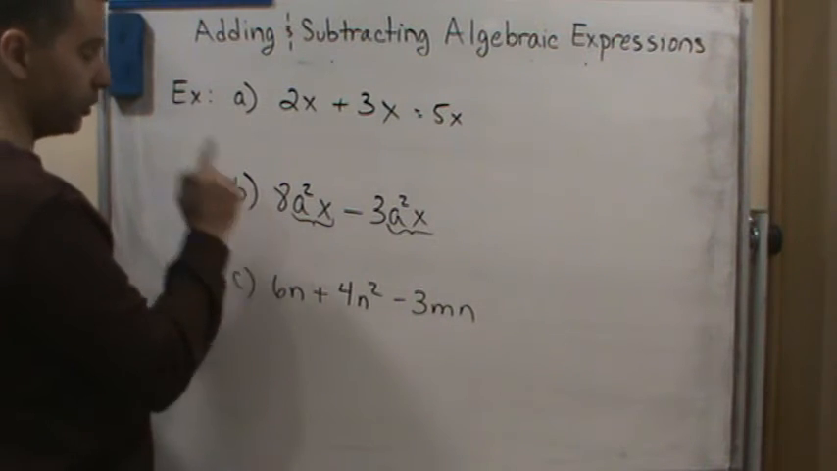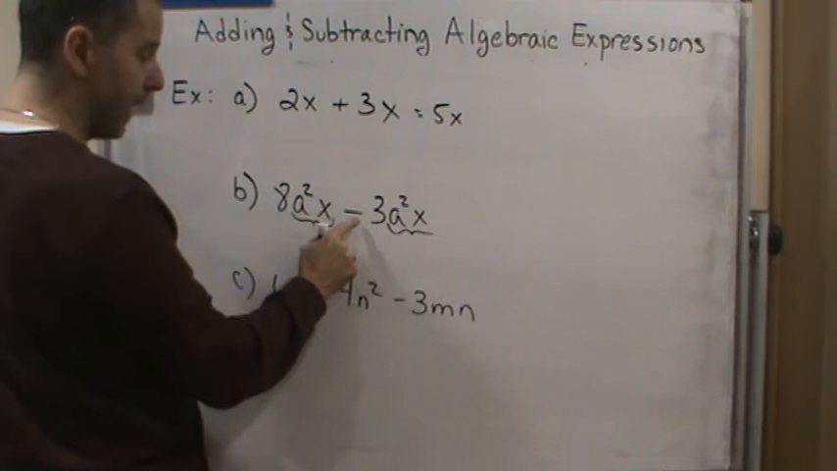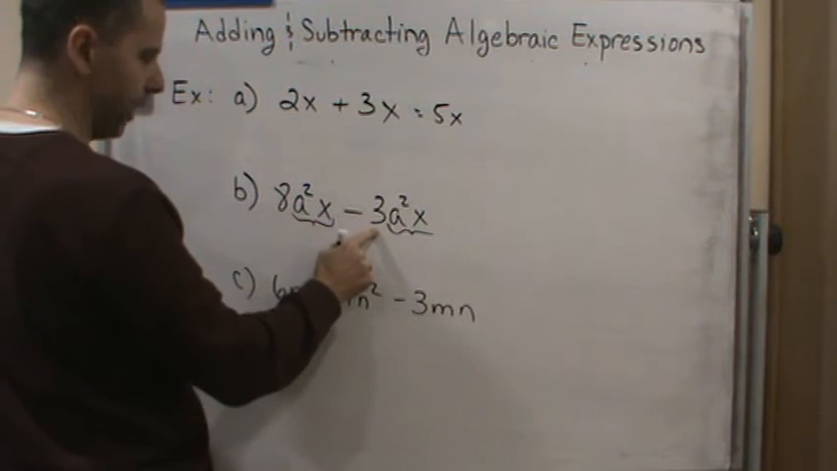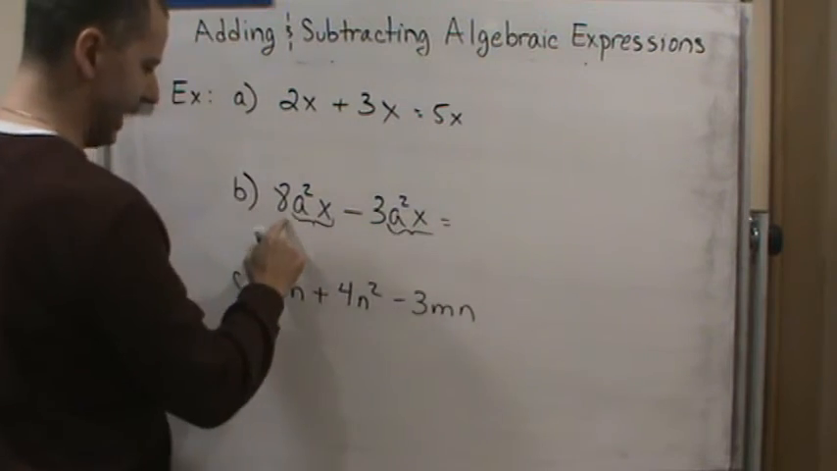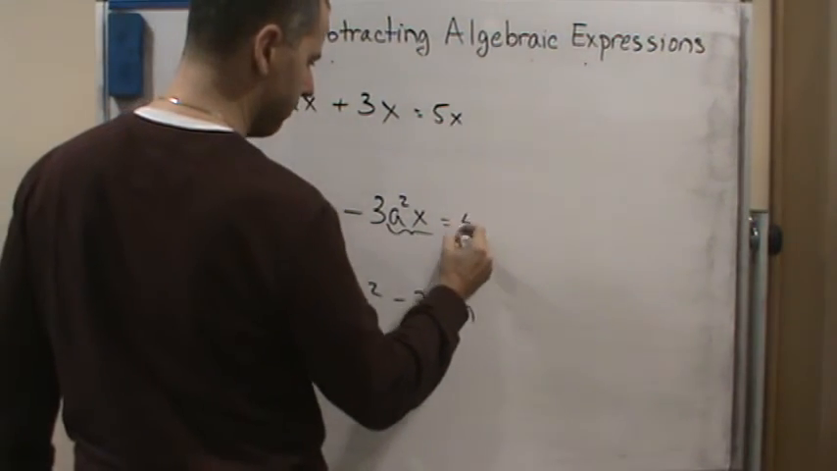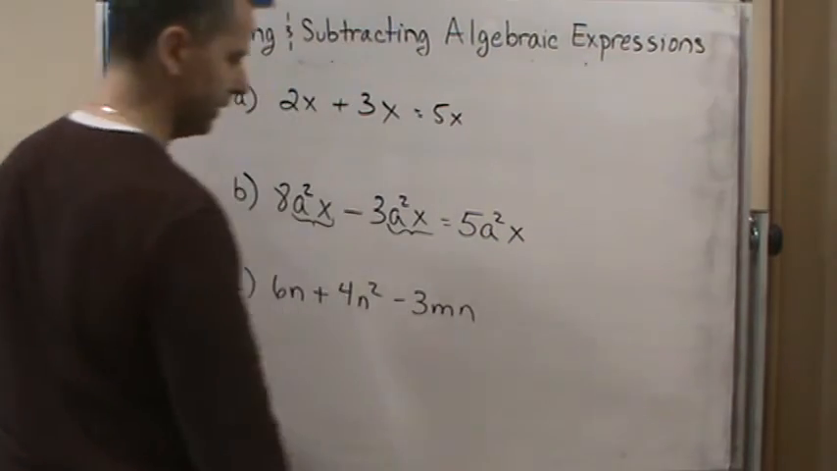So now what I'm going to do is look at the numerical part, perform the operation on the numerical part, and then just keep the variable part. So this is going to be what? 8 minus 3, which is 5, and then I get a squared x, and that's the answer.